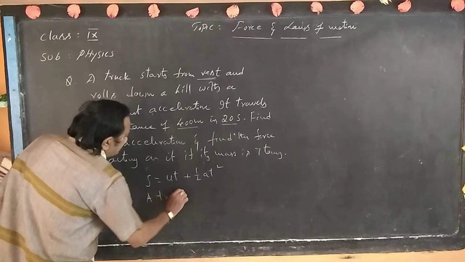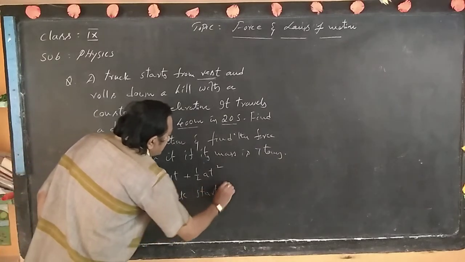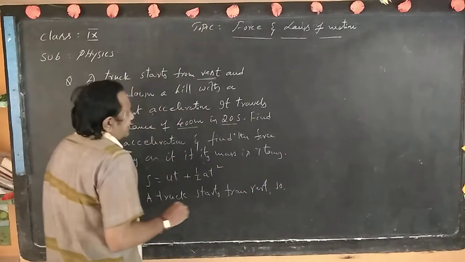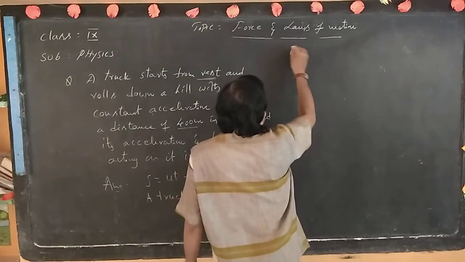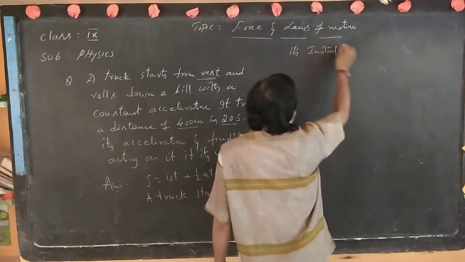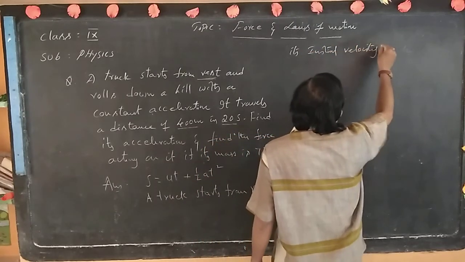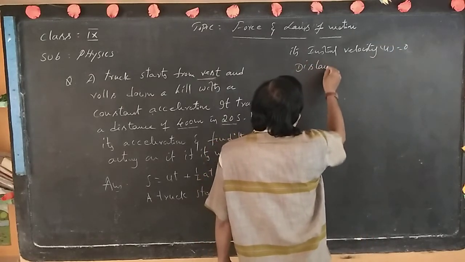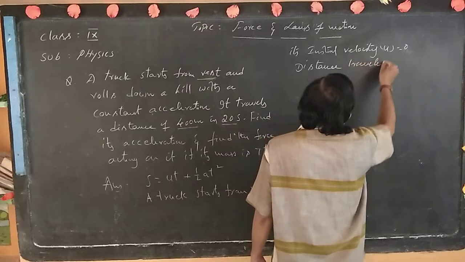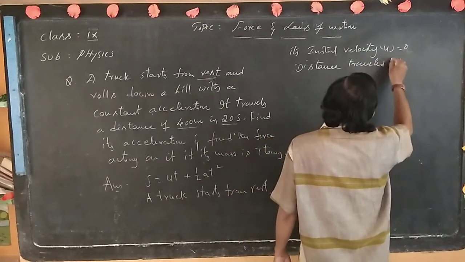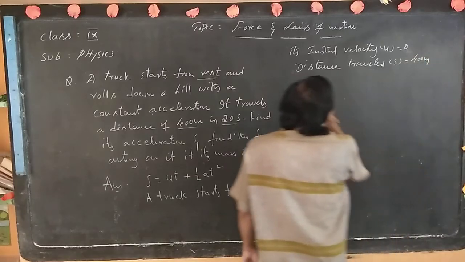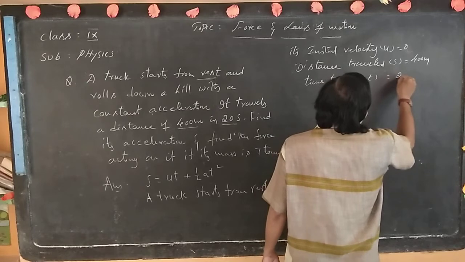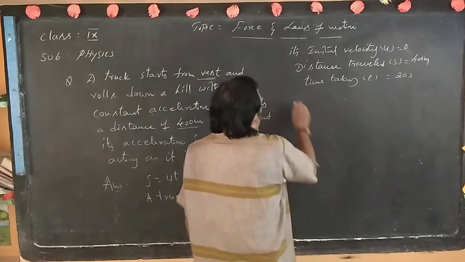Okay. Now here a truck starts from rest. So its initial velocity u is equal to 0. Distance traveled s is given as 400 meters. Time taken t is given as 20 seconds.